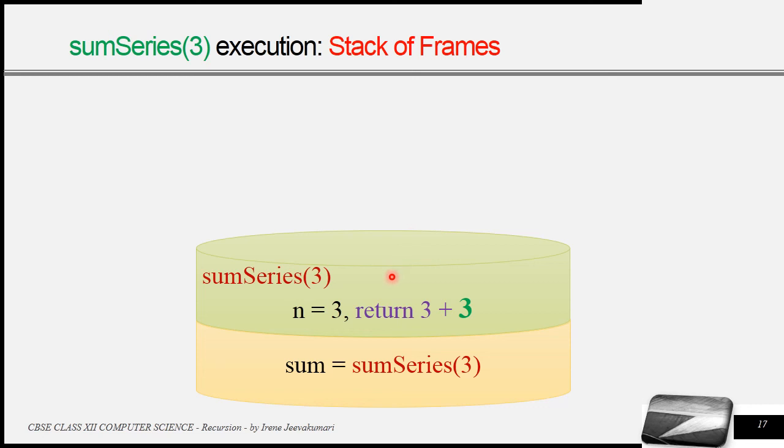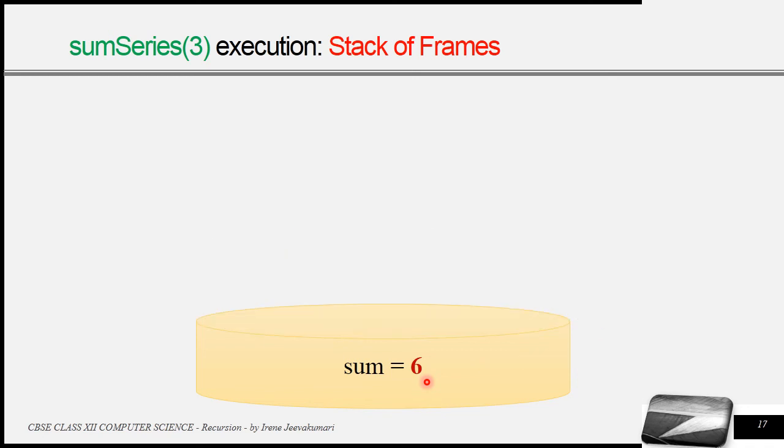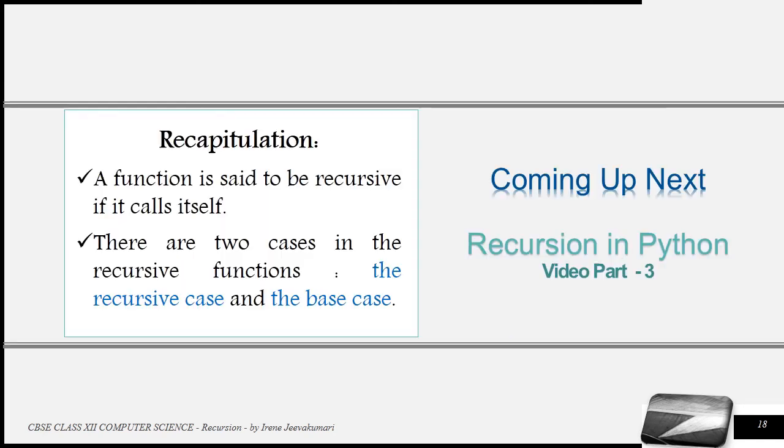Now the currently executing frame is SumSeries3. Now the return statement 3 plus 3 will be returning the value 6 to the function call statement SumSeries3 from where it was called. It was called from here. So the value 6 will be replaced in here. After passing the value 6 here, the topmost frame will be removed from the stack. So in this order, the stacks of frames are created and removed from the stack.